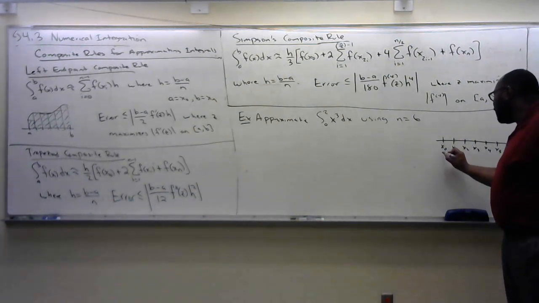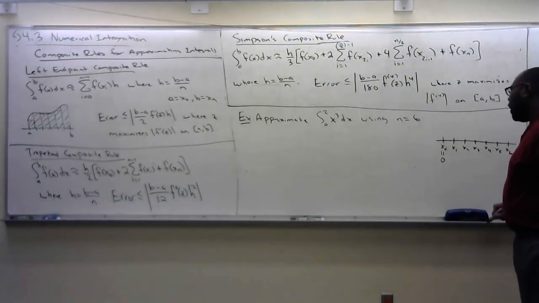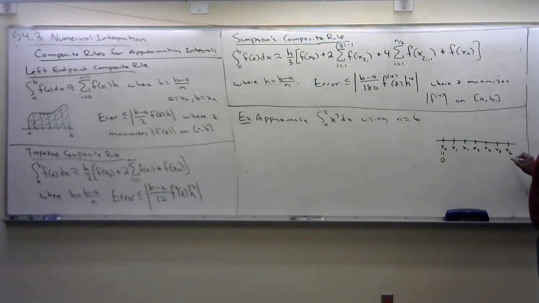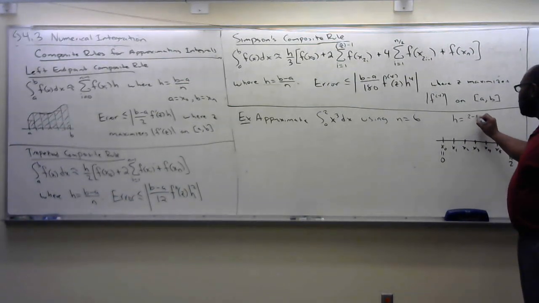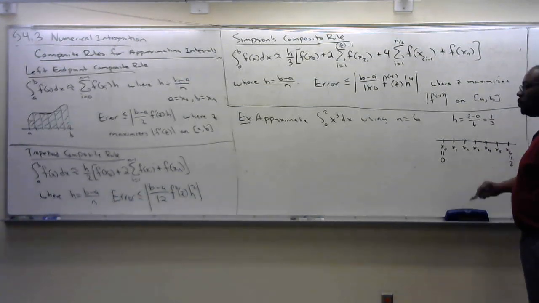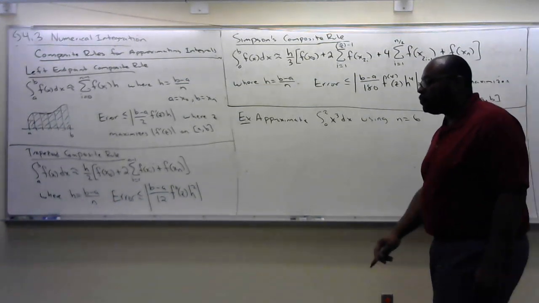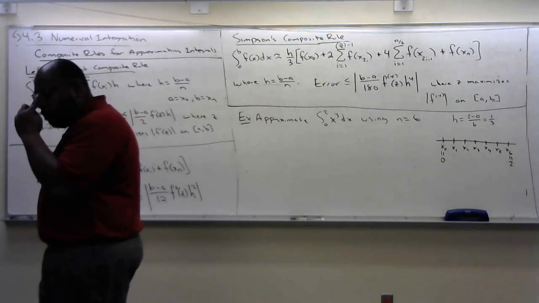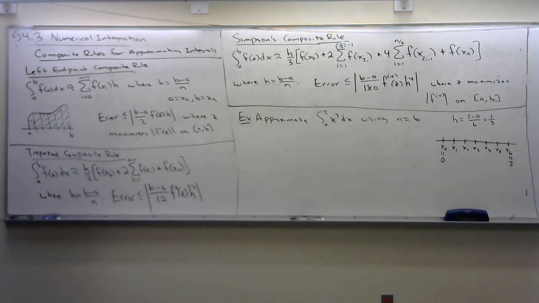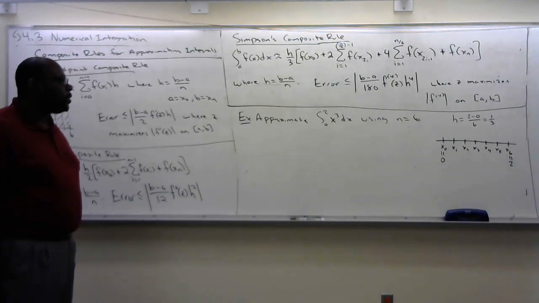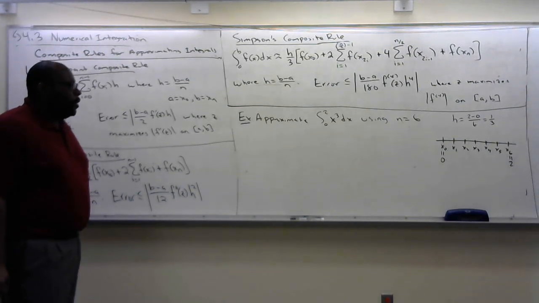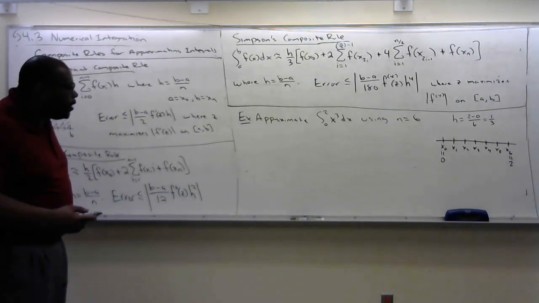Here, x0 is 0, and x6 is 2. What's my h in this case? h is going to be 2 minus 0 divided by 6, which is 1/3. So 1/3 is my h that we're going to use for each one of these problems.